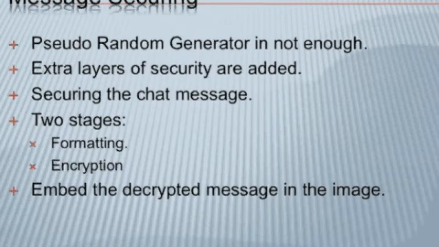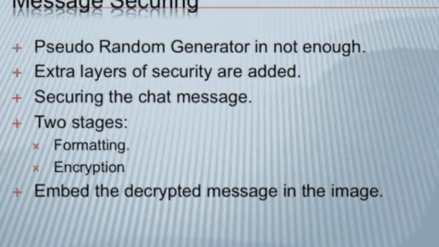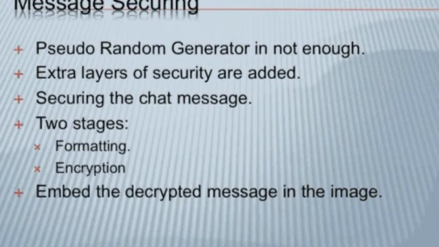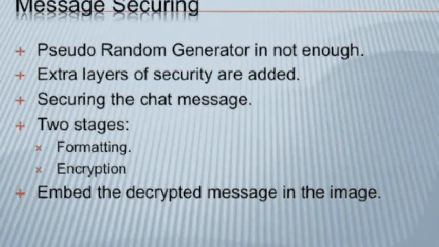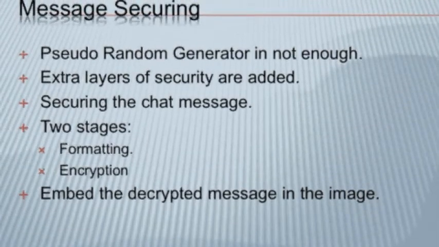This is done by encrypting the message itself before embedding it. The encryption process is done in 2 stages. The first is formatting the message, then encrypting the message. After that, we embed the encrypted message in the image randomly as discussed before.